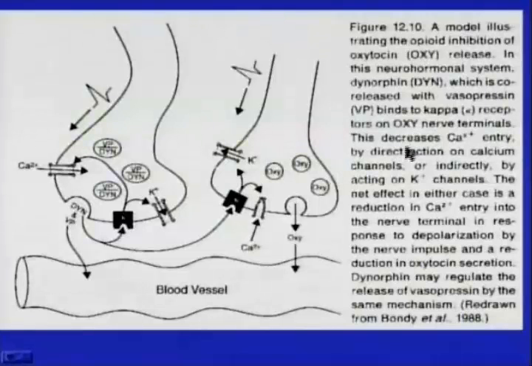As we're just talking about, that decreases the calcium, so it's closing off the calcium entry by direct action on the calcium channels or indirectly by acting on the potassium channels. The net effect in either case is a reduction in calcium entry into the nerve terminal in response to the depolarization by the nerve impulse, the action potential, and reduction in oxytocin secretion. It may also regulate the release of vasopressin by the same mechanism, so we were safe considering it as an auto-inhibitory effect or a paracrine inhibitory effect on the release of oxytocin.